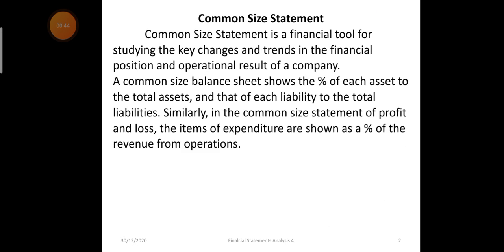So a common size balance sheet shows the percentage of each asset to the total asset and that of each liability to the total liability. Similarly, in common size statements of P&L, the items of expenditure are shown as a percentage of the revenue from operation. In case of statement of P&L, we calculate the percentage of each item, each expenditure, with that of revenue from operation, and in case of balance sheet, it is to the total of assets or total of liabilities. Each liability and each asset is compared.